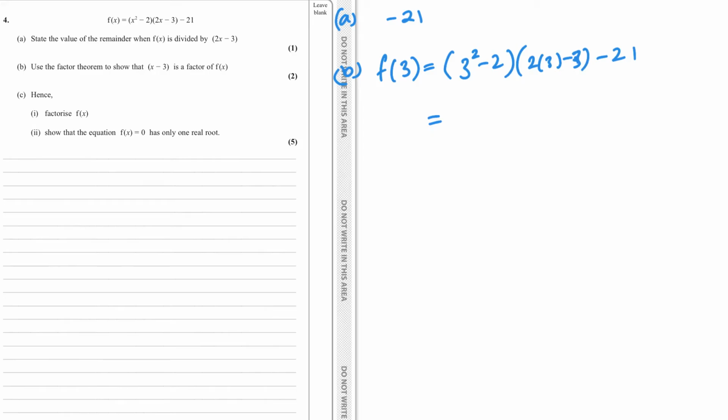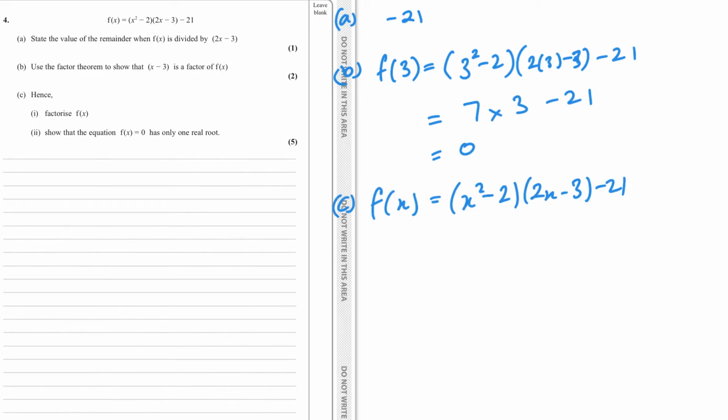So if you look at my first bracket, I get 9 minus 2 is 7. That's then multiplied by, and we got 6 minus 3 is 3, and then we take away 21. And 21 take away 21 is 0. Now, part C starts off with "hence". When you see "hence", it usually means your previous part of the question will help you solve this part of the question. That means we want to be dividing by x minus 3.